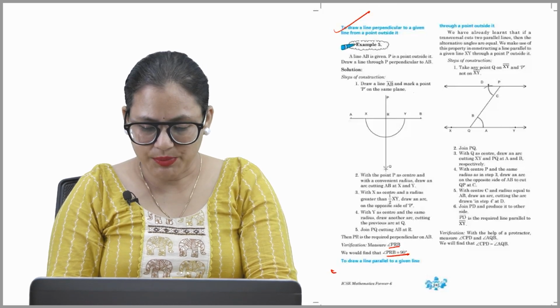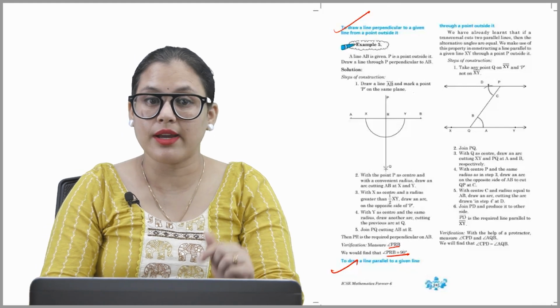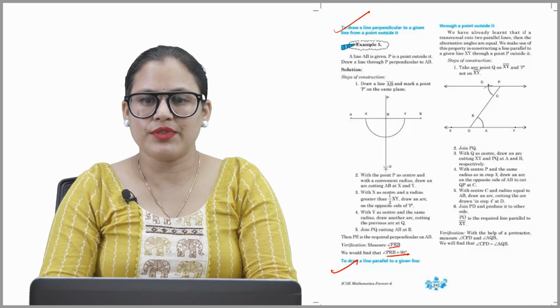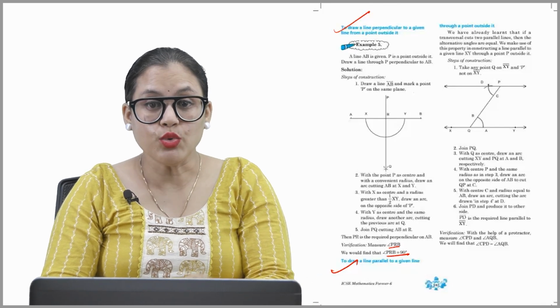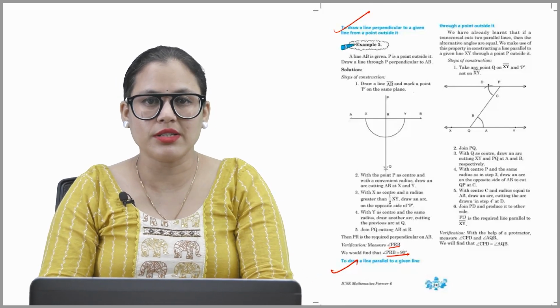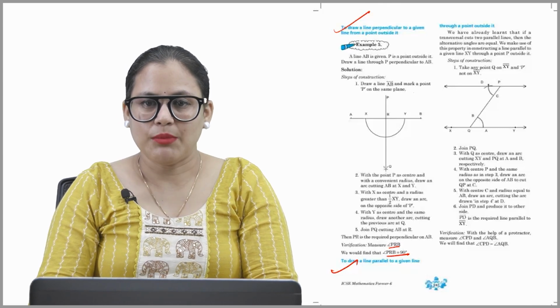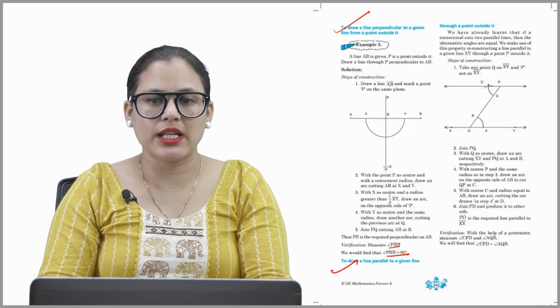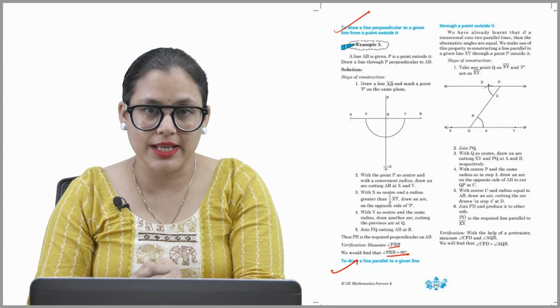Next, to draw a line parallel to a given line through a point outside it. We have already learned that if a transversal cuts two parallel lines, then the alternate angles are equal. We make use of this property in constructing a line parallel to a given line XY through a point P outside it. Number 1, steps of construction. Take any point Q on line segment XY and P not on line segment XY.